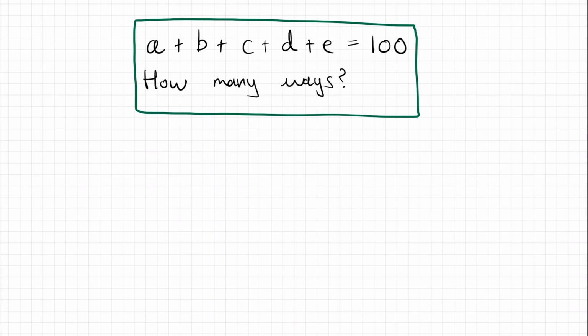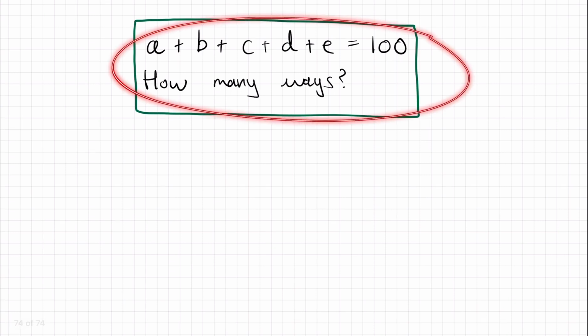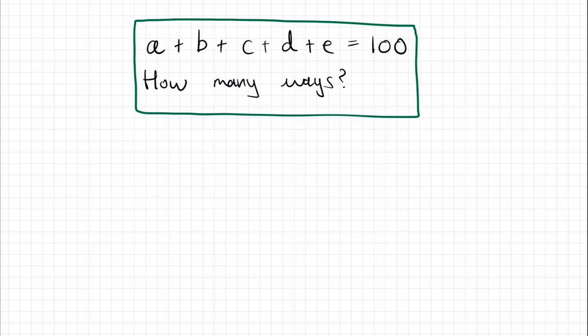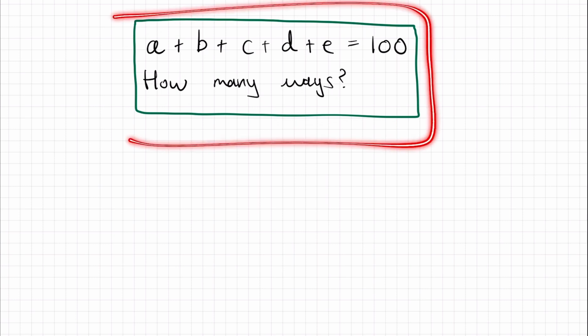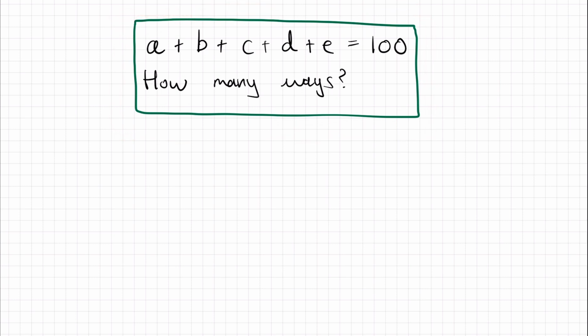Hey guys, welcome back to another RESK Maths video, and in this video I'm going to be talking about a very interesting technique which you can use to solve equations such as the one you see here. And it's not really an equation, more a question. It's a counting question, and basically it's asking you for how many ways you can solve the equation above with 5 unknowns all adding up to 100.